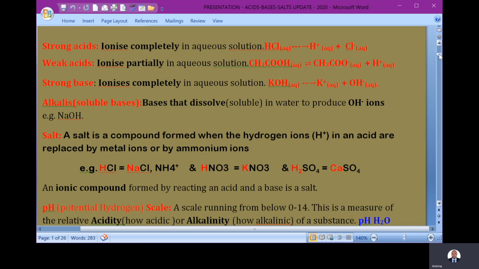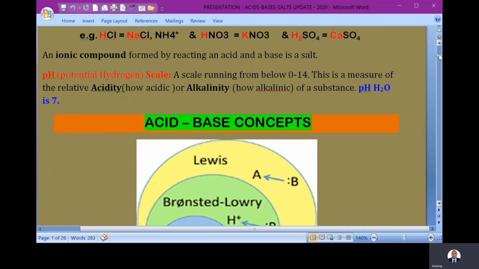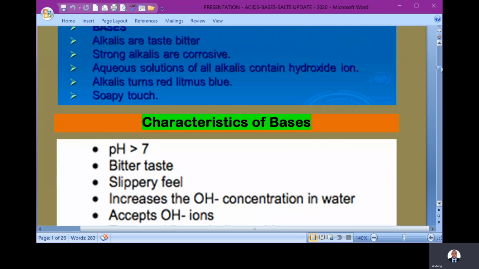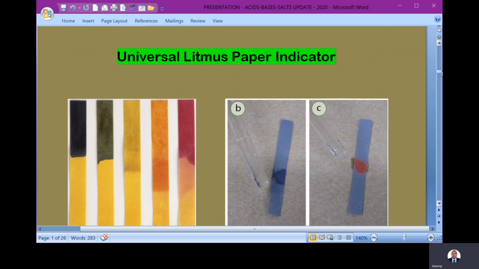The pH scale runs from 0 to 14. The pH is a measure of the relative acidity, that is how acidic the solution is, or the relative alkalinity, or how alkaline the solution is. So the pH scale is just a measure of the acidity or the alkalinity of a substance. We will now see how the pH of acids and bases can be determined using our universal indicator papers.